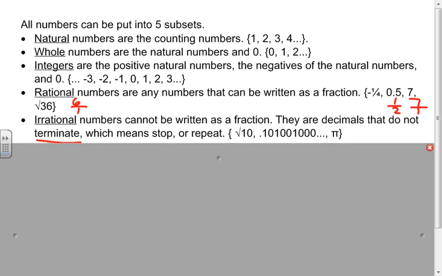Some examples of irrational numbers. The square root of something that's not a perfect square. 10 isn't a perfect square, so the square root of 10 would be an irrational number. It would be a decimal that doesn't stop and doesn't repeat. 0.10101000, that's kind of hard to say. That's also an irrational number. That decimal does not stop. See those three dots there at the end? It means it keeps on going. And it doesn't repeat the exact same thing over and over again.